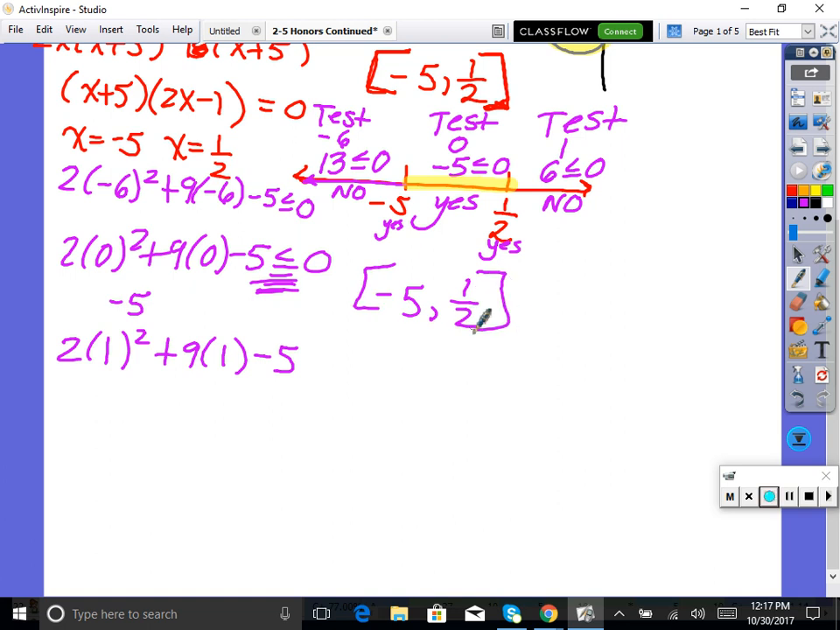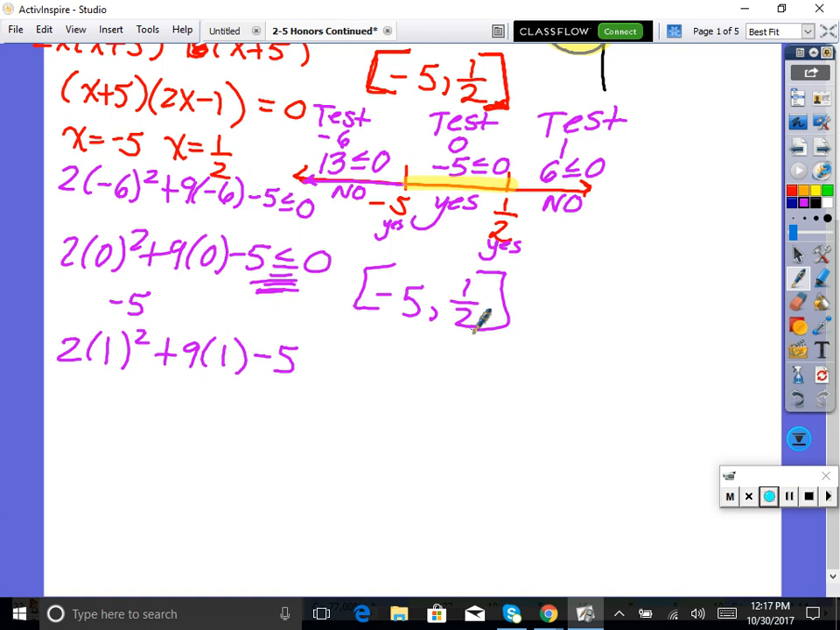Wouldn't you rather solve by testing values when it comes to solving a rational? Would you rather graph it or just solve by testing values? Solve by testing values. I don't want to graph a rational myself if I don't have to. So we'll just test values. Any questions on that? Okay, let's get to a harder one.